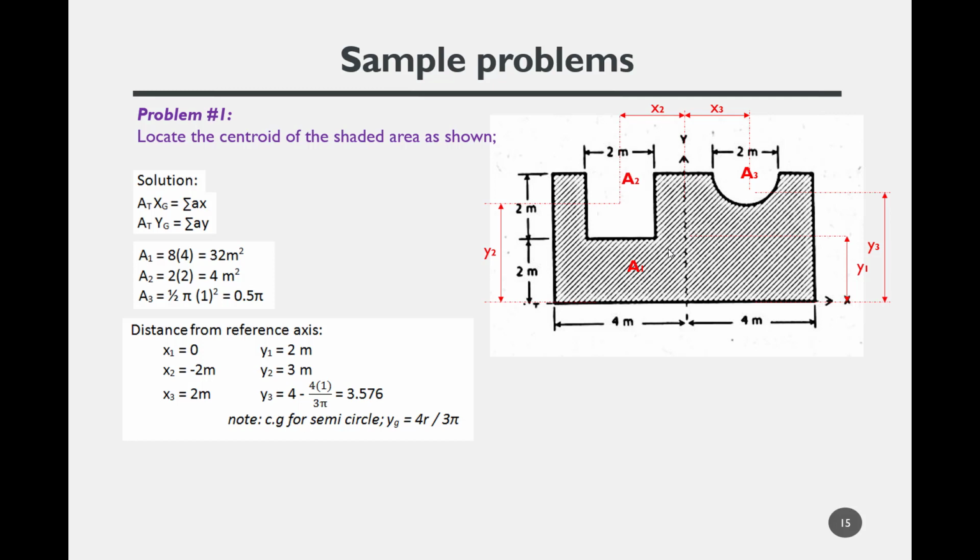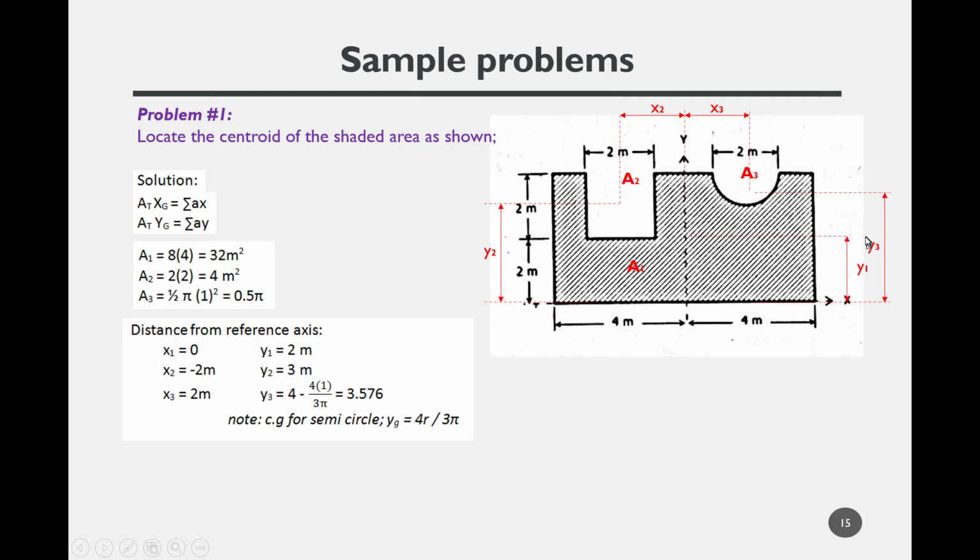X2, yung x2 natin, negative, kasi nasa kabila na siya ng axis natin, di ba? So, negative 2. Ayan, kalahati na 'to. And then the x3 is positive 2. Y1 is positive 2, and then y2 is positive pa rin 3, kasi kakalahati ng 2.